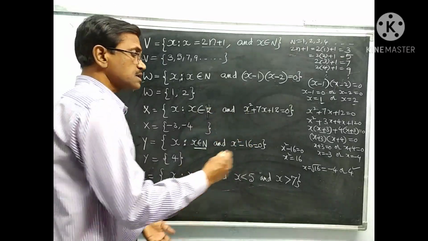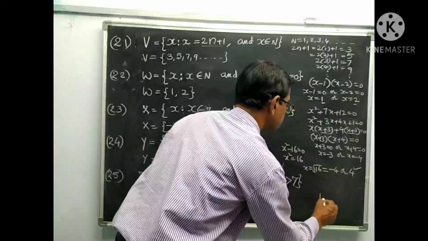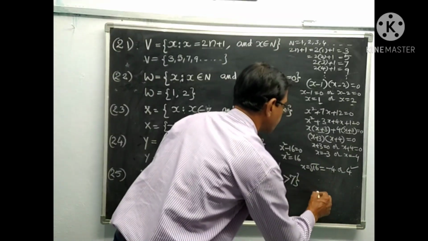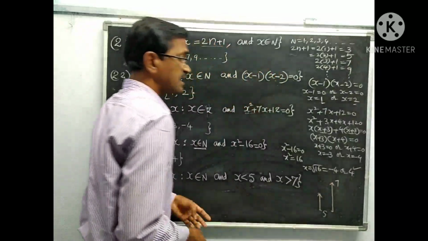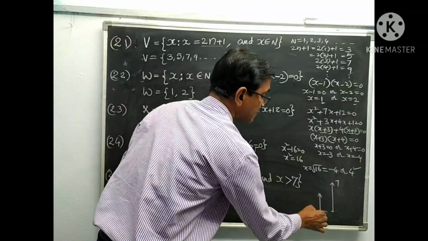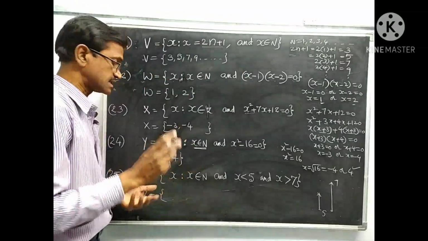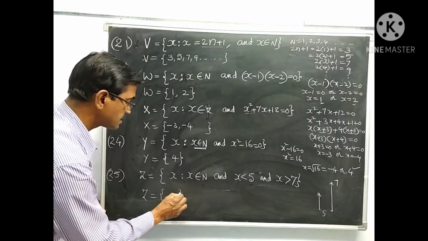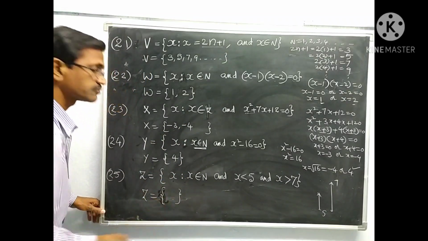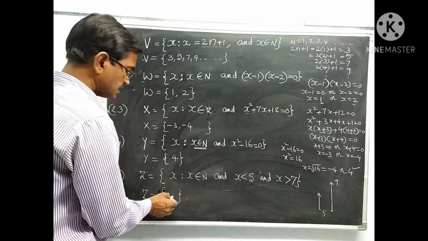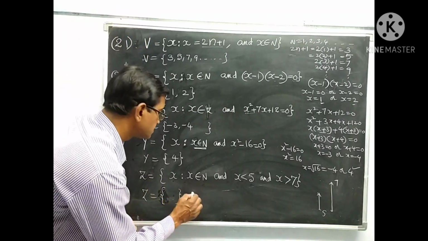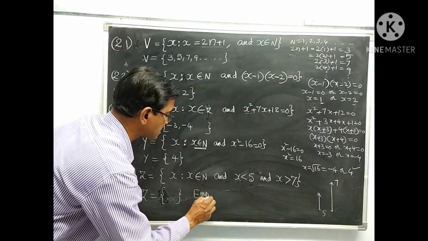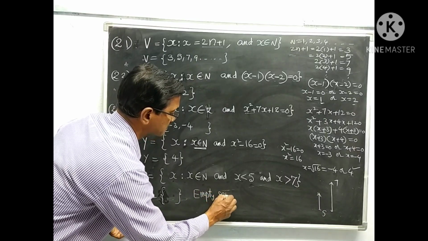Here I write 5, this is 5, this is 7. Any element less than 5 and more than 7 does not exist. So this is an empty set. An empty set is a set which has no elements. If it has no elements, then it is called an empty set.